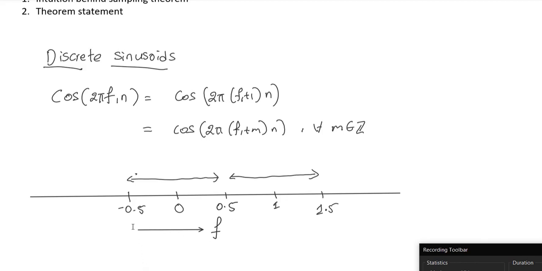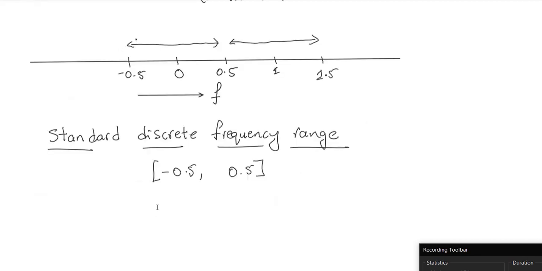Right? That means if we consider the discrete frequencies in the interval minus 0.5 to 0.5, we can generate all possible discrete sinusoids. Therefore, we will consider the range of frequencies from minus 0.5 to 0.5 as a standard discrete frequency range. Note that any two discrete frequencies within this range will generate different sinusoids.